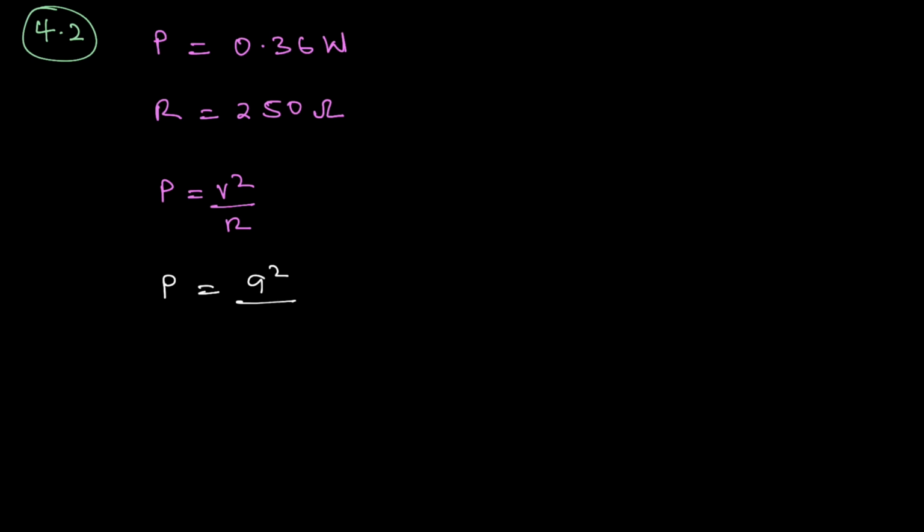Question 4.2. The students select a resistor rated at 0.36 watts for the 0.25 kilo ohm resistor. Determine whether the resistor is suitable. Okay, so we know P is equal to 0.36 watts, and we know that R is 250 ohms, and applying P equals V squared over R, I can now find the value of P for that, and the value of P is 9 squared over 250. From the diagram we got 9 volts, and therefore P equals 0.32 watts. So the resistor is suitable.